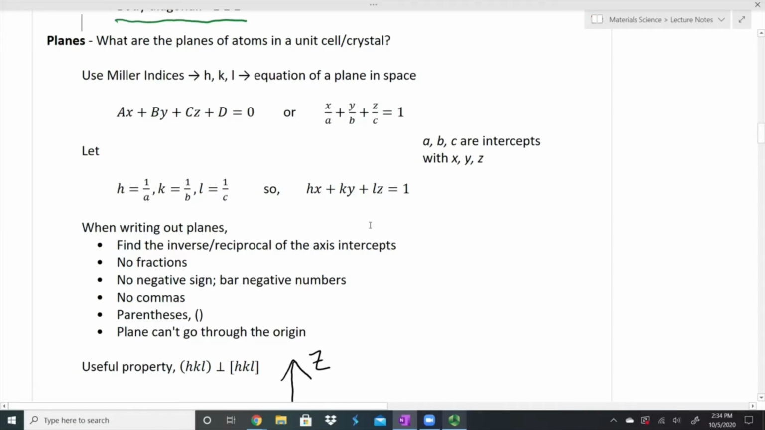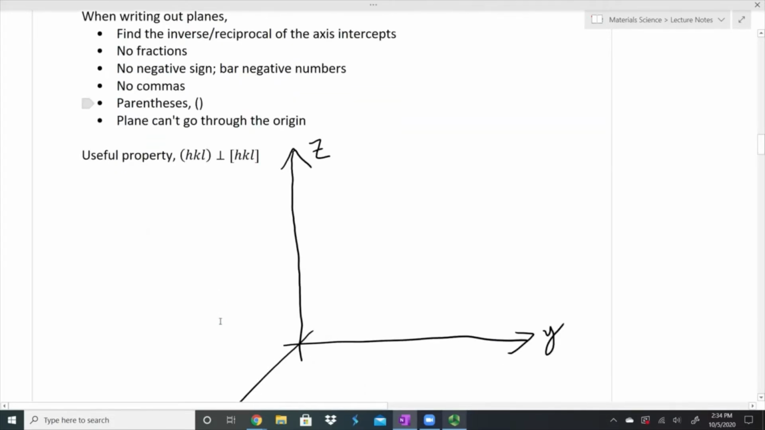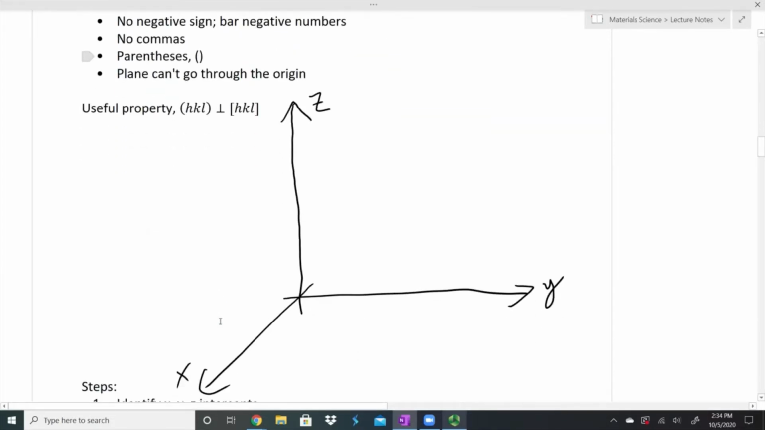A couple rules that we're going to follow. We're not allowed to use fractions. They have to be whole number integers. No negative signs again, so if something comes out negative, we're just going to bar that number instead. We're going to put a little bar above it. Again, no commas, and this time we're going to use actual parentheses. A side note is we can't let our plane go through the origin. And I'll show why in an example right here.